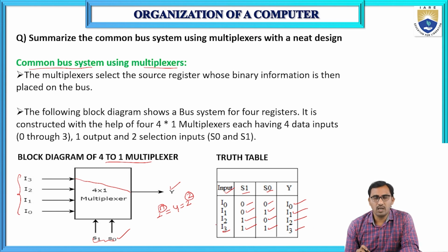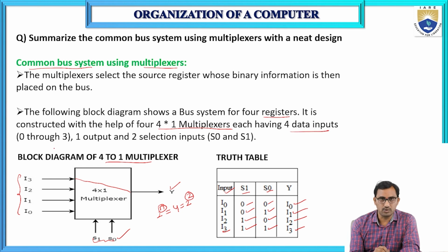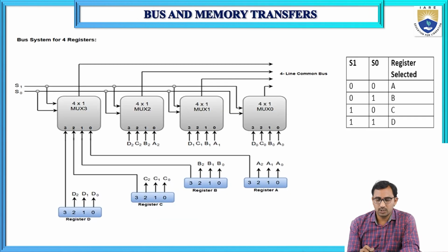So in this way, only one of the inputs will be connected to the output at any point of time. The following block diagram shows a bus system for 4 registers. It is constructed with the help of 4x1 multiplexers, each having 4 data inputs, 1 output and 2 selection inputs. So this is a common bus system using multiplexers. For this, we require 4 multiplexers and 4 registers: register A, register B, register C, register D.